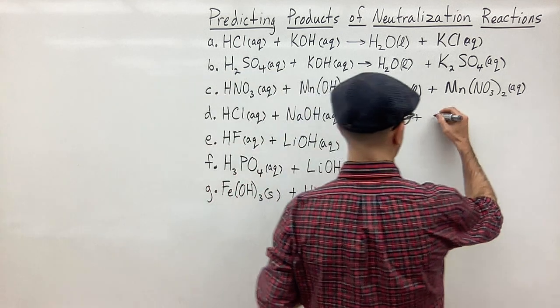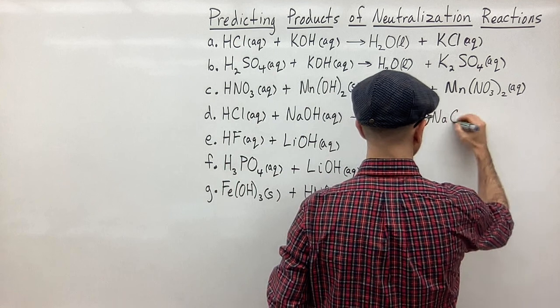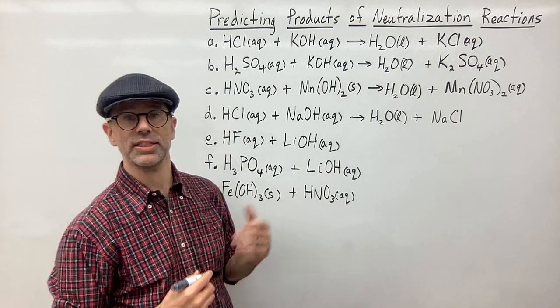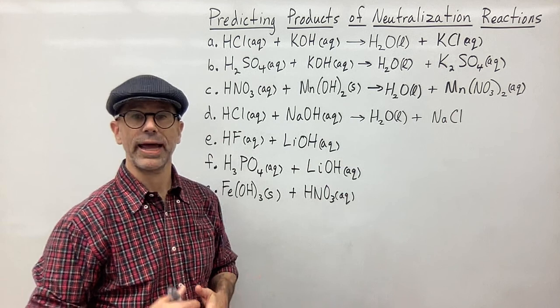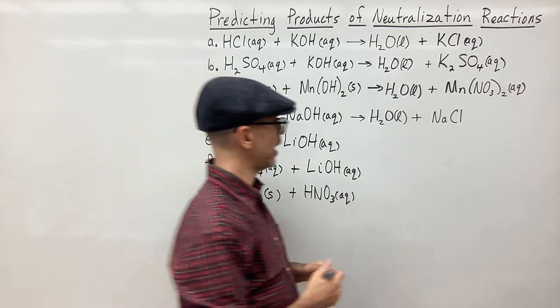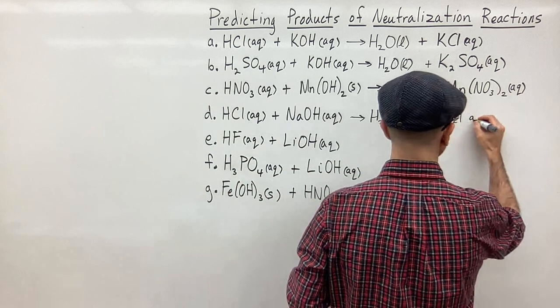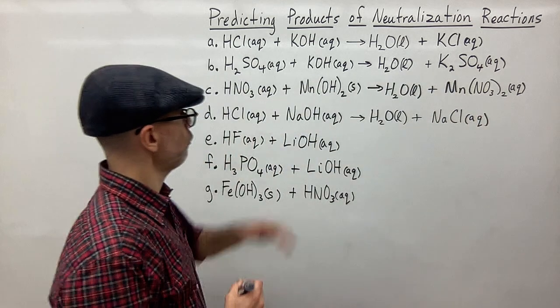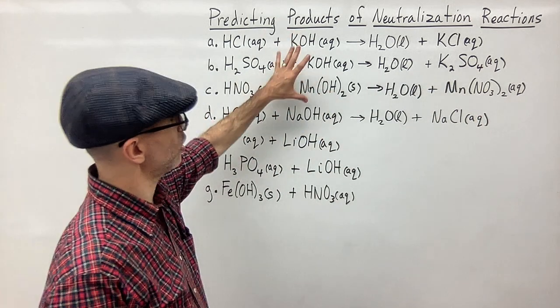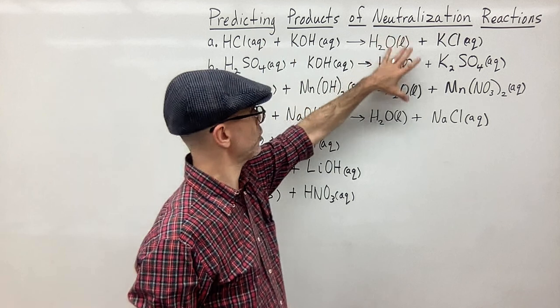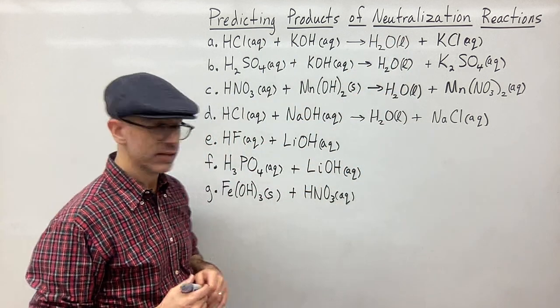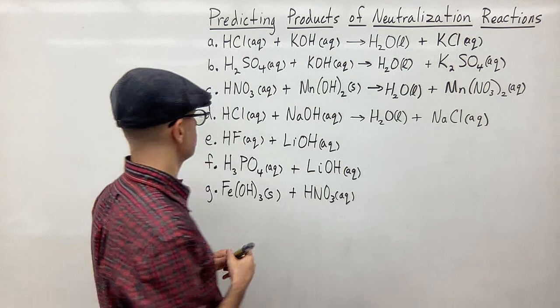So that's going to be NaCl. And chlorides are soluble with the exception of silver and lead 2 ions. So this is going to be aqueous. So far, these are all reactions. These are all producing something, and what they're producing is water. They produce liquid water, so there is a reaction going on in these.